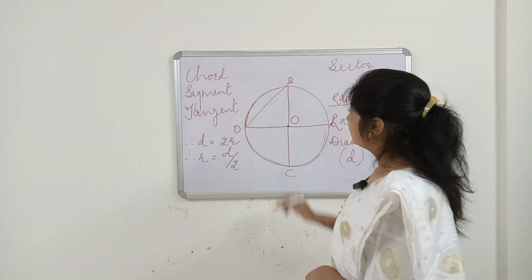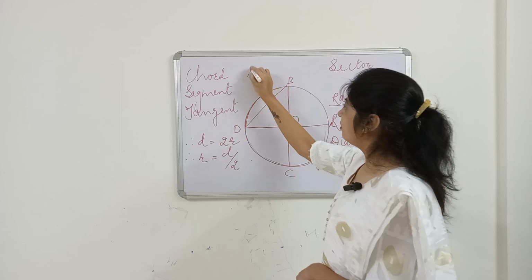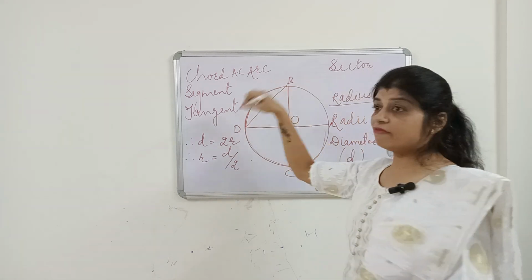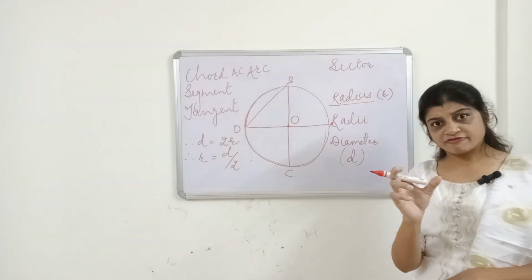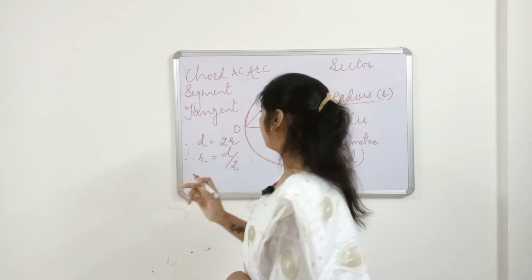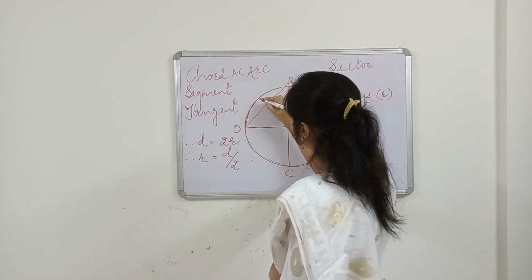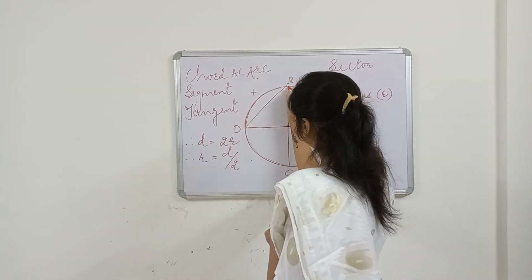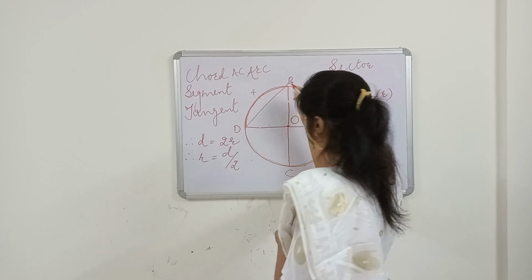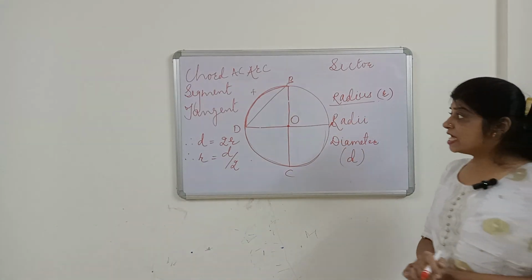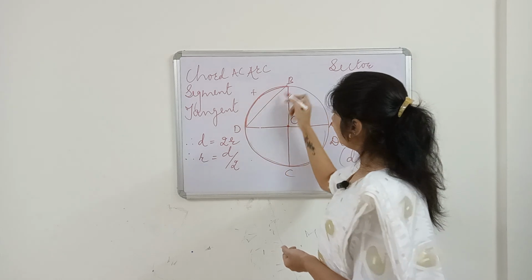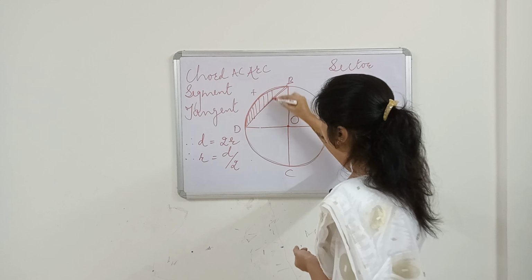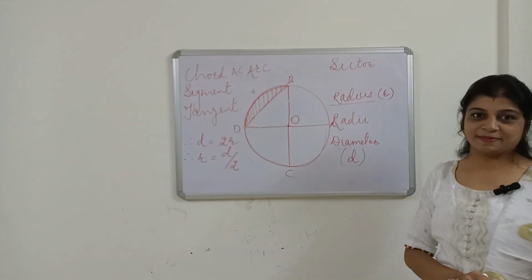What's a segment? Before we move to segment, we will see an arc. Arc means some portion of the circle, a curved surface. When you consider some curved surface, that is called an arc of a circle. You can say this is arc DB, or we can denote it by 3 letters also, DXB. This is one of the arcs of a circle. There will be n number of arcs.